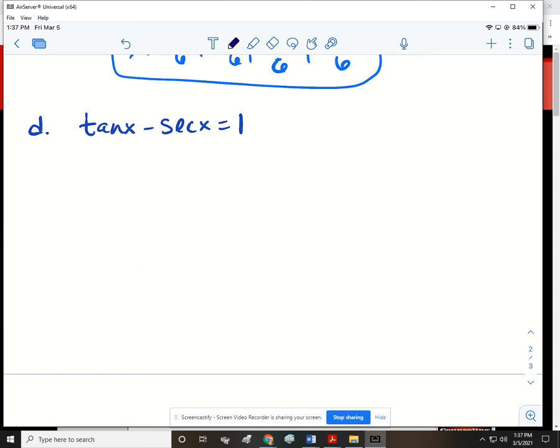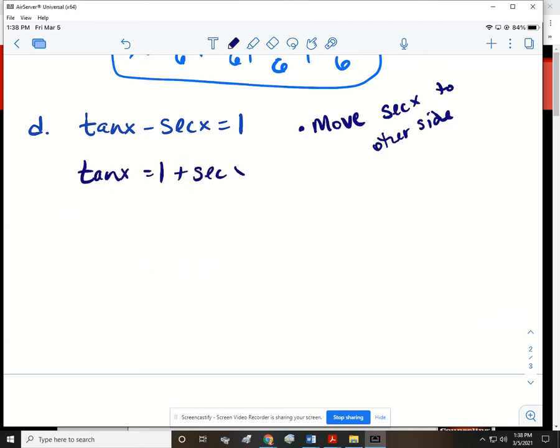So tangent of x minus secant of x is not anything significant in trigonometry. So what we're going to do is move one of those to the other side. And the one that would be more logical to move would be the secant, because when we move it on the other side, it becomes positive. So let's just move secant of x to the other side.